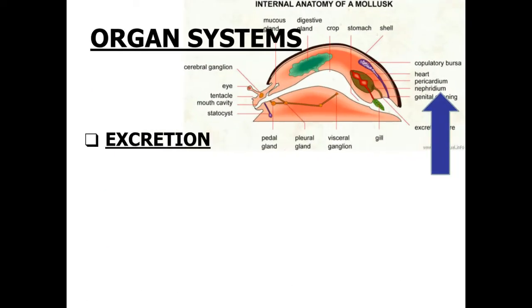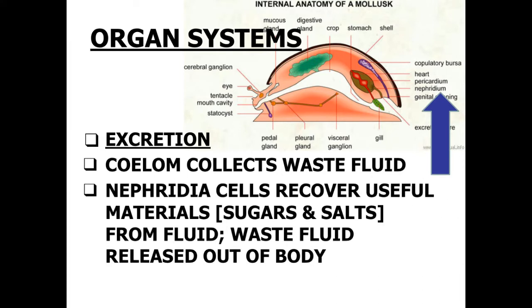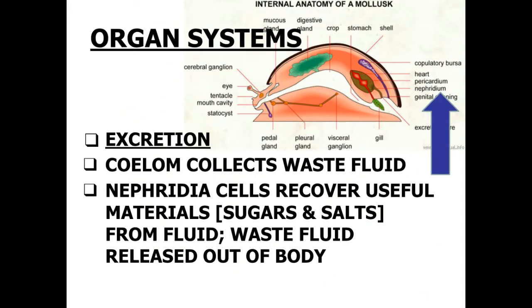Next, we have excretion. A mollusk coelom is a collecting place for waste-laden body fluids. The beating of cilia pulls the fluid from the coelom into tiny tubular structures called nephridia, which recover useful materials such as sugars and salts from the fluid. The remaining waste leaves the mollusk body through a pore that opens into the mantle cavity. From there, it will just be passed out and diffuse into the water.